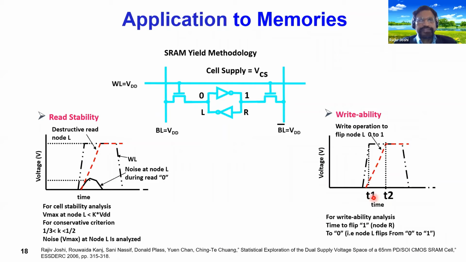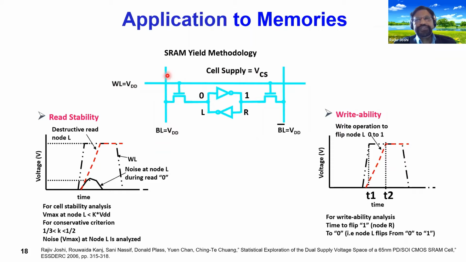I would like to dive into the application to memory, and I'm going to be a little fast because I need to cover many slides here. So the bottom line is, if you are talking about SRAM in this case, an SRAM is a 6 transistor cell, and you want to read 0 from this SRAM. The cell supply is at, say, VCS. Assume that in this case both VCS and VDD word line are the same, and you want to read 0.